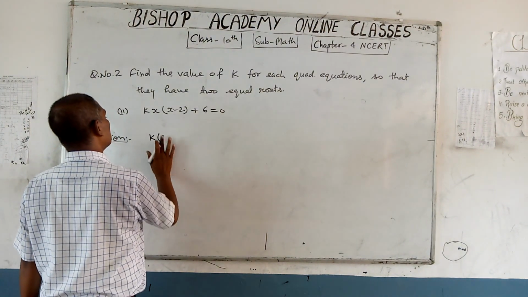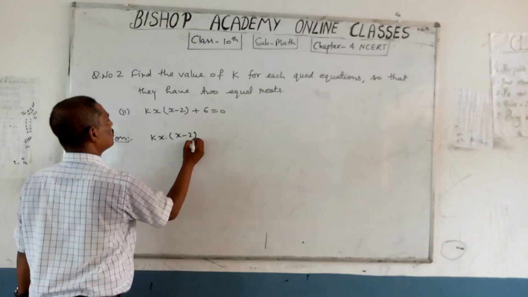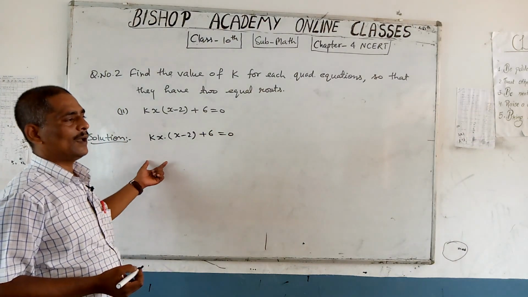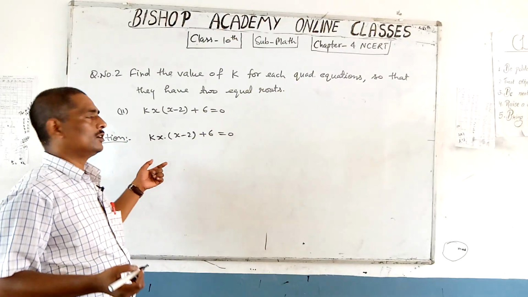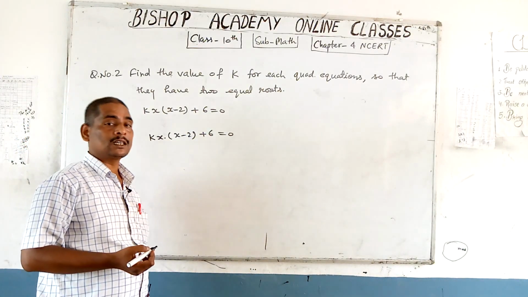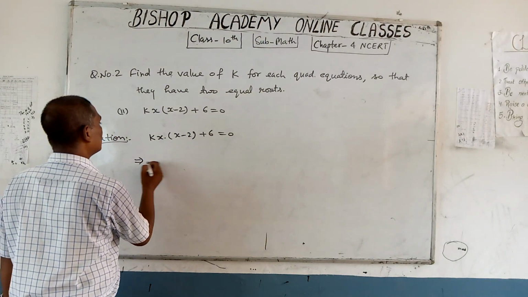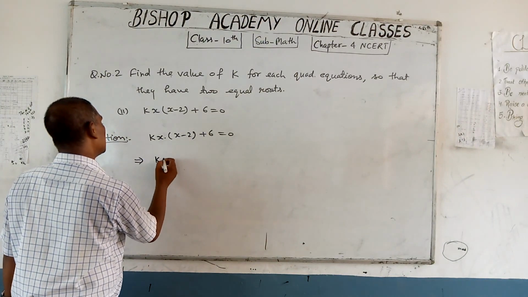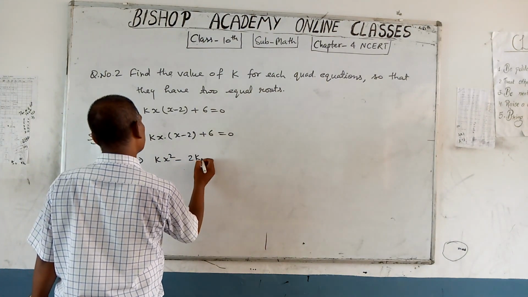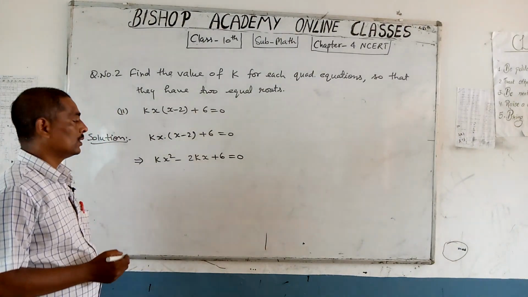We have kx into x minus 2 plus 6 is equal to 0. First of all, simplifying this equation, derive this in the form of ax square plus bx plus c is equal to 0. For this, remove the bracket and you find kx square minus 2kx plus 6 is equal to 0.